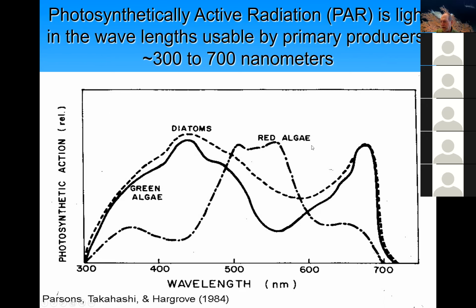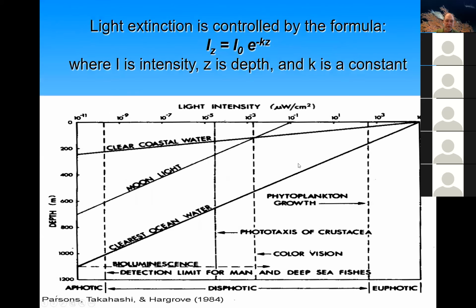Okay. Why does this matter, and how can we use this? We can look at this in various different ways. And the light extinction in the ocean is controlled by a simple exponential decay formula. And so we can measure I, which is the intensity of light at a depth Z, relative to the availability of light at the surface, times the natural logarithm base e raised to the negative K times Z. So Z here is depth, and negative K is an exponent that measures the ability of light to be transmitted through water. Okay?